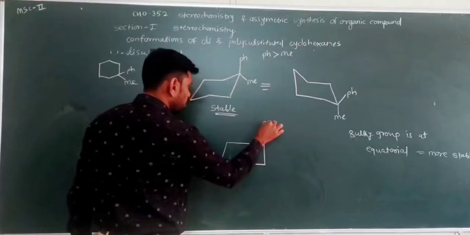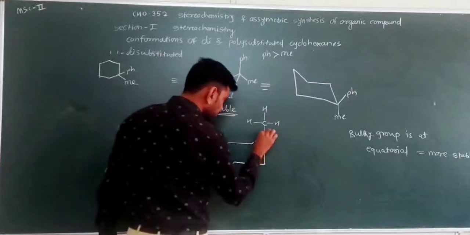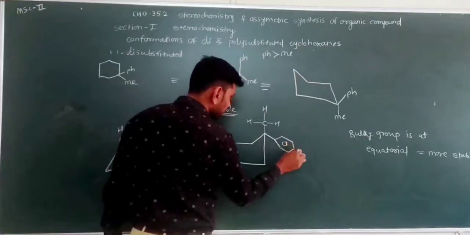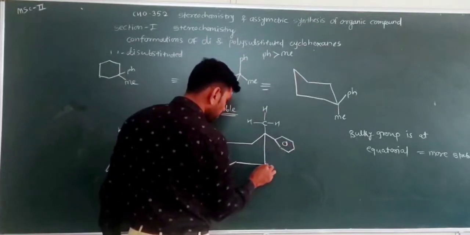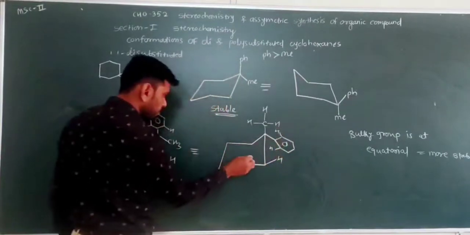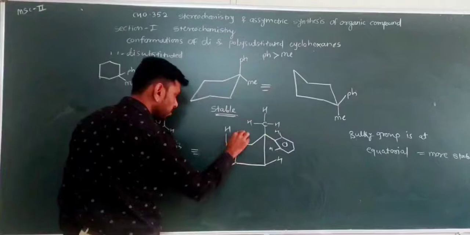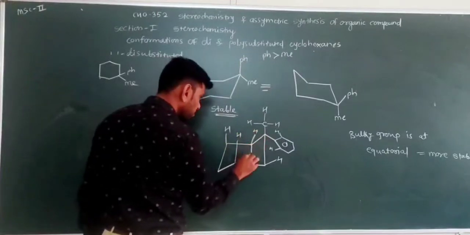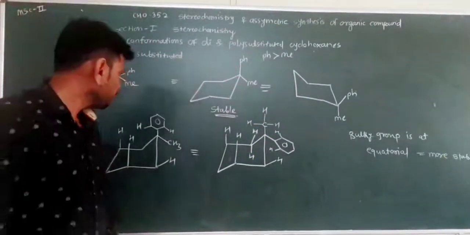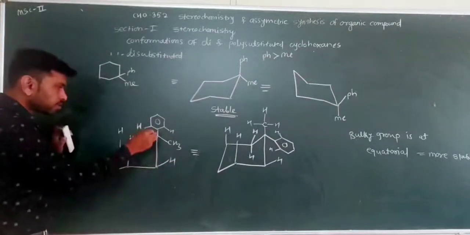So here I have taken CH3. Now the phenyl group, the bulkier group, is at the equatorial position here. So in this case, axial hydrogens are there, and this is the equatorial hydrogen. If we see these two structures, what is our observation? Our observation is that this structure is more stable.